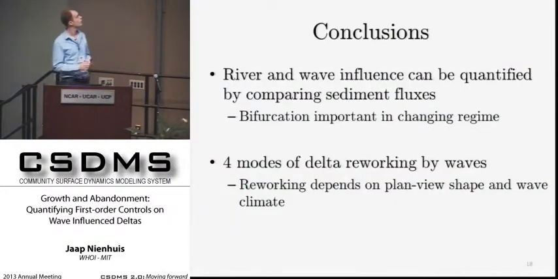So that leads me to my conclusions. You have river and wave influence that you can quantify based on the fluxes, so the river flux with the littoral transport flux, and bifurcation is important in changing the regime of the river. Furthermore, there are 4 modes in our model in which deltas can be reworked by waves, and the reworking type depends on the plan view shape and the wave climate attacking that delta flank. So, thank you.